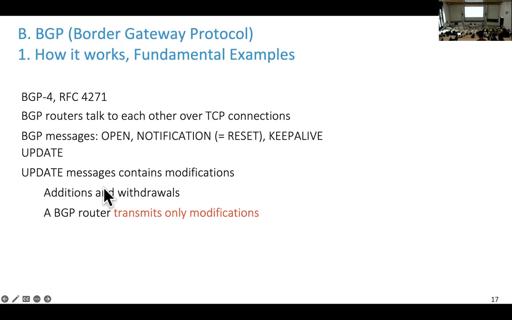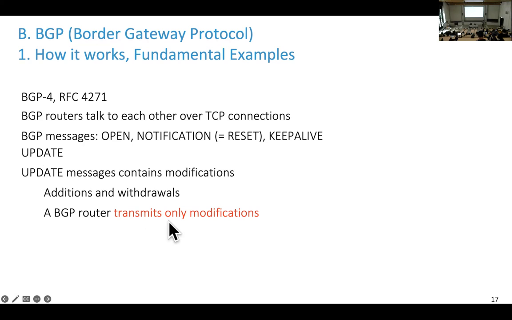But the important thing, the main principle of BGP messages, is that in BGP we only transmit the modification, which is very different from OSPF. In OSPF, you tell everyone everything, or every router says that, well, we have link state advertisement, which is basically a summary of all of my neighbors, and you will send that periodically.